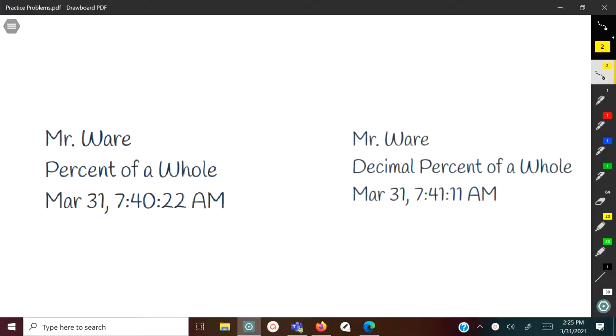Today we're looking at percent of a whole number and decimal percent of a whole number. This is preparation for exponential functions. I just want to make sure everybody knows how to convert a number into a percentage into a decimal. That's basically the main thing I want people to understand from this: how to convert a percent to a decimal. So let's take a look at a couple of examples.